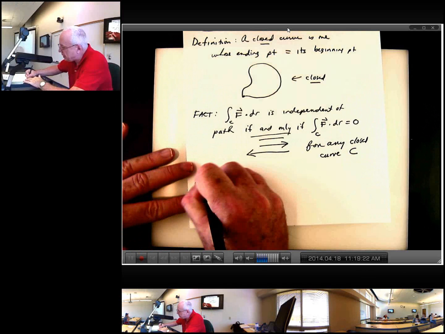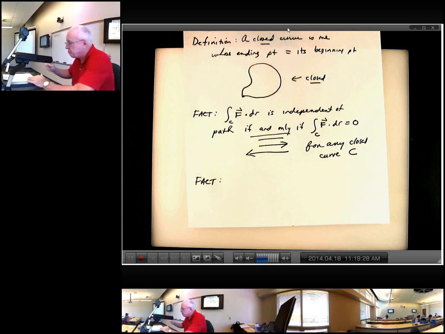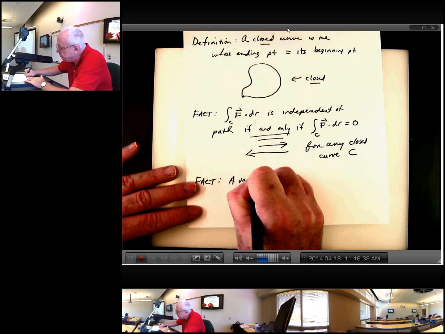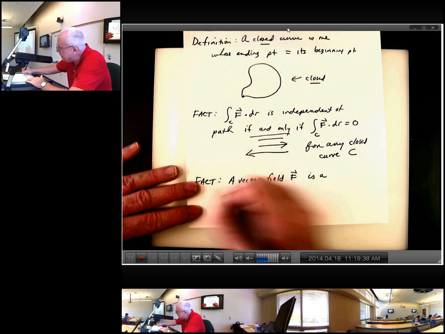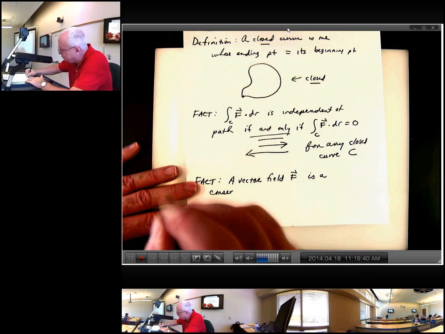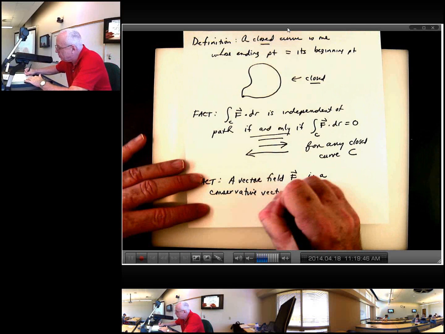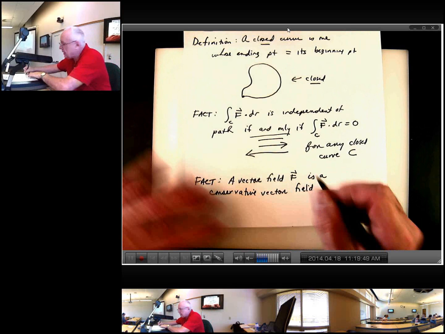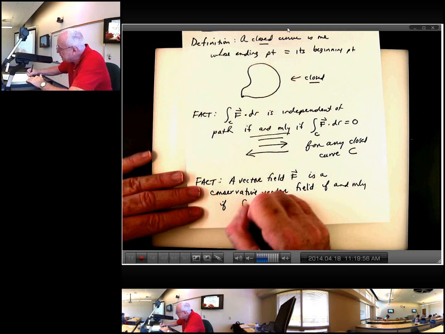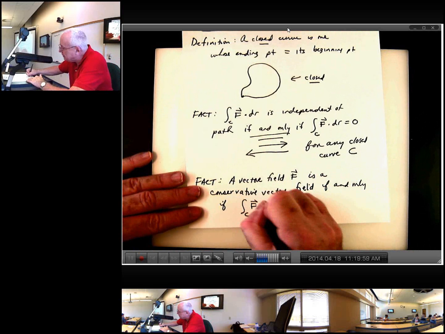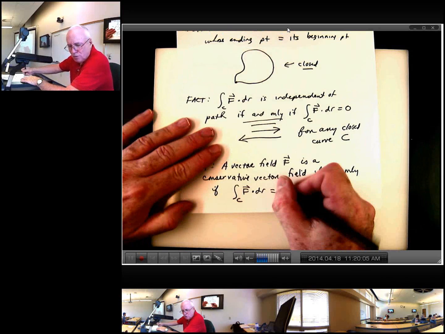And then there's another fact that says this: a vector field F is conservative, and this isn't quite the good news that I talked about, we're getting there, if and only if its line integral of f dot dr is equal to 0. No. I'm sorry.